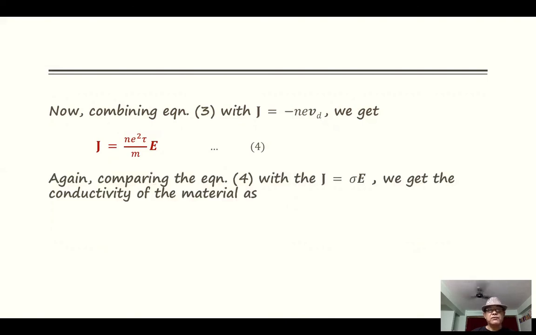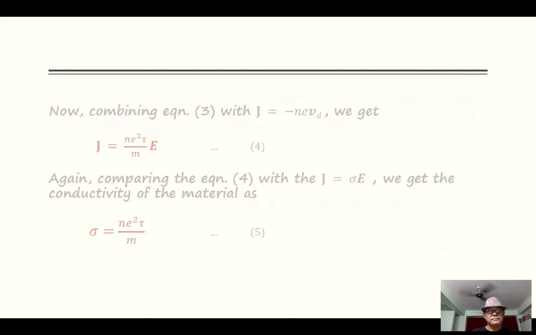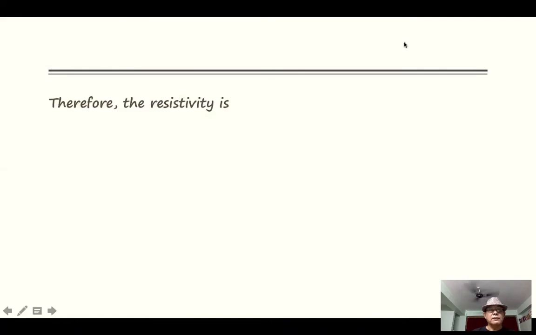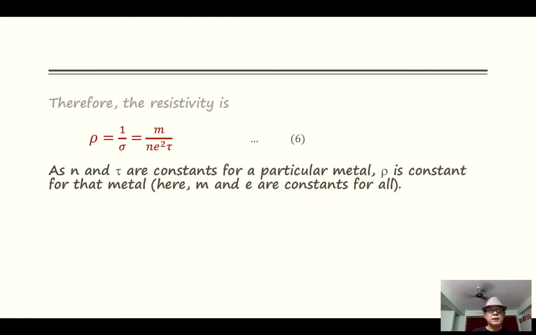Again, comparing equation 4 with J equal to sigma E, we get the conductivity of the material as sigma equal to n e squared tau by m. This is equation 5. Therefore, the resistivity is rho equal to 1 by sigma equal to m divided by n e squared tau. This is equation 6. As n and tau are constants for a particular metal, rho is constant for that metal.